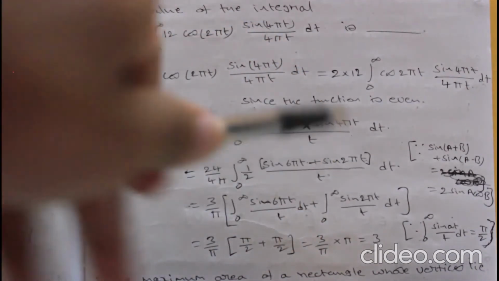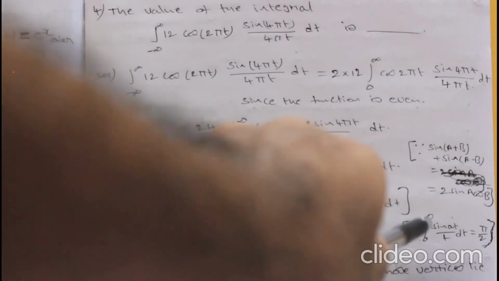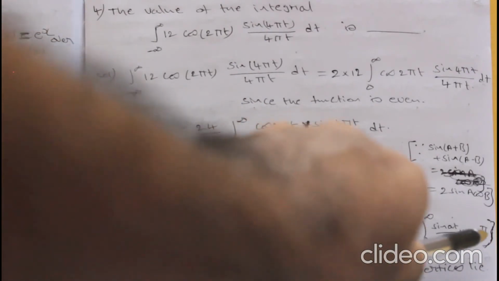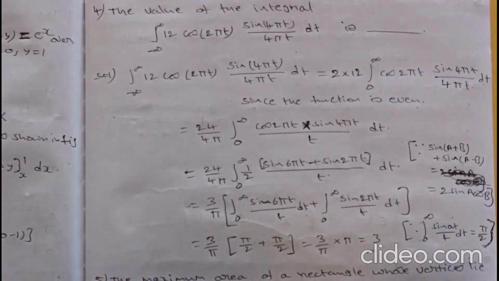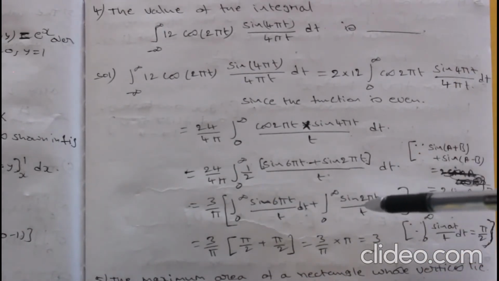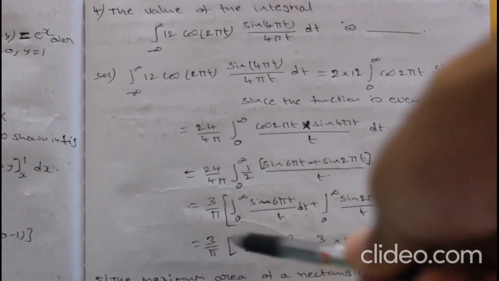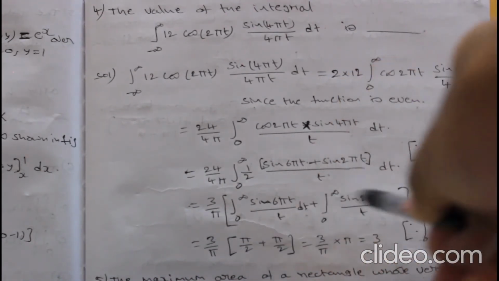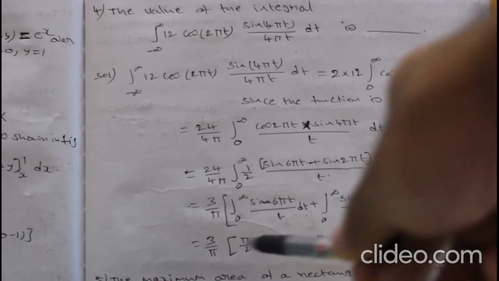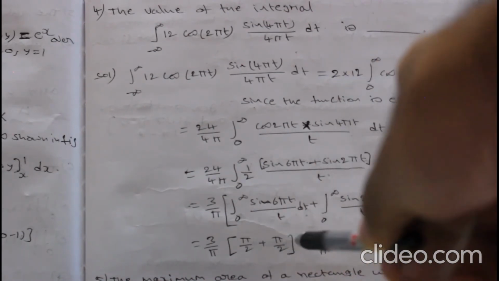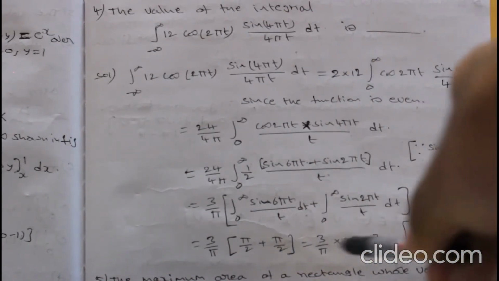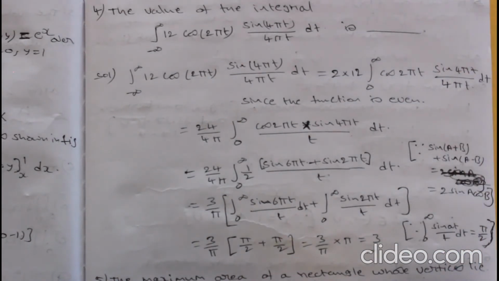Okay, so friends, from the formula, integral of 0 to infinity sin a t by t dt is nothing but pi by 2. This is also a formula you have to remember, friends. Integral of 0 to infinity sin a t by t dt is equal to pi by 2. So here we will get pi by 2, and here we will get pi by 2. So 3 by pi into pi by 2 plus pi by 2, and pi by 2 plus pi by 2 is nothing but pi. Okay, so pi gets cancelled, that is equal to 3. So the answer will be 3 for this question.